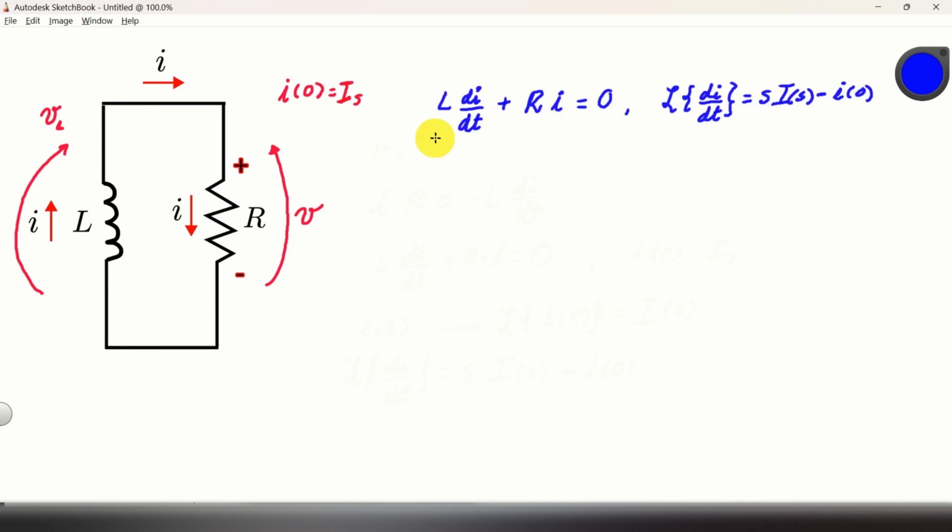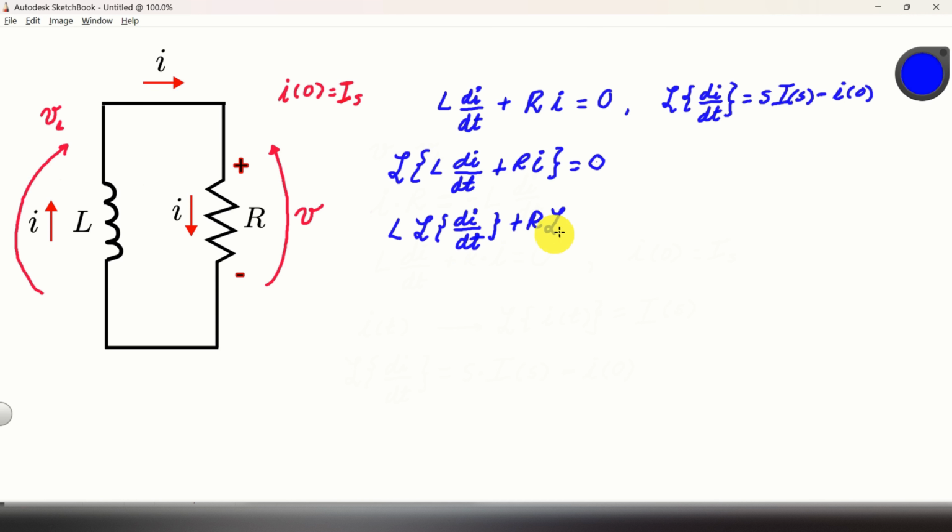By applying the Laplace transform operator to our differential equation, the Laplace transform of the left-hand side of this equation, L di over dt plus R I, is equal to 0. Since the Laplace operator is a linear operator, we have L times the Laplace transform of di over dt, plus R times the Laplace transform of I of t, simply like this, and it's equal to 0. The Laplace transform of 0 gives you 0.